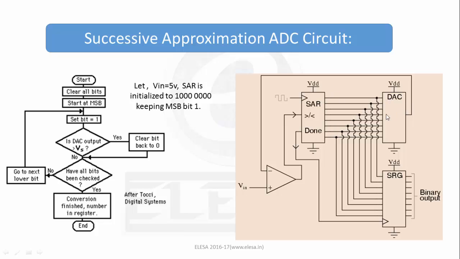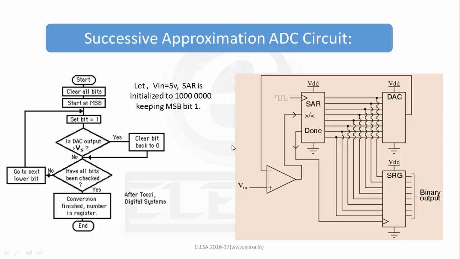Then what the DAC does is convert this digital value into a corresponding analog value. This analog value is given back to the comparator, and the comparator compares the output of the DAC with the input voltage. Suppose the output of the DAC is greater than Vs, that is the input voltage, then the comparator sends a signal to the SAR to clear the bit.